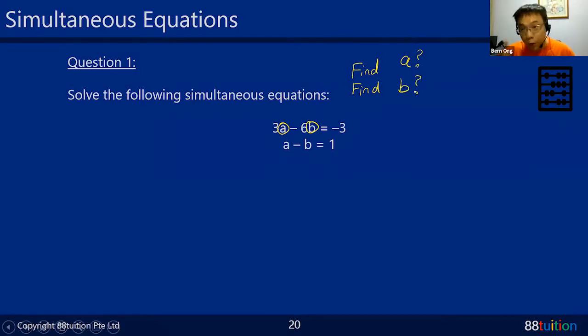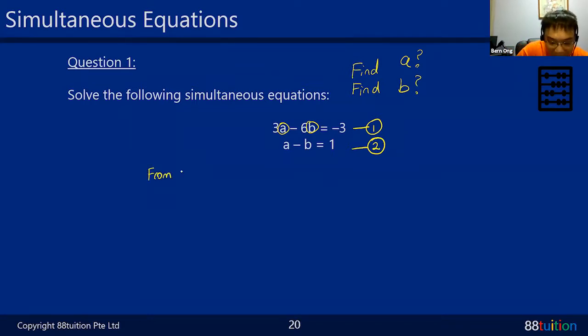I'm just going to do one question; questions 2 and 3 are for you to try. Down here, 3a minus 6b is equal to minus 3. Can you see that everybody has a 3 times table inside? I purposely call this equation 1 and this equation 2. From equation 1, I can divide by 3 throughout. What's the meaning of divide by 3 throughout? It means everybody you divide by 3.